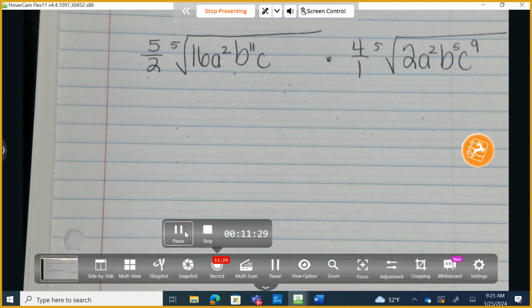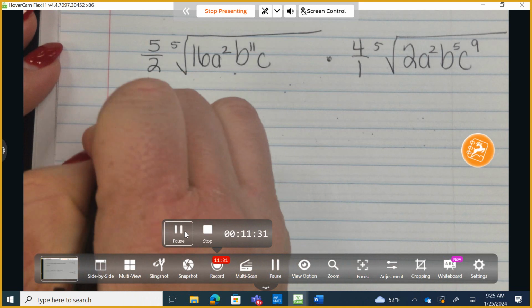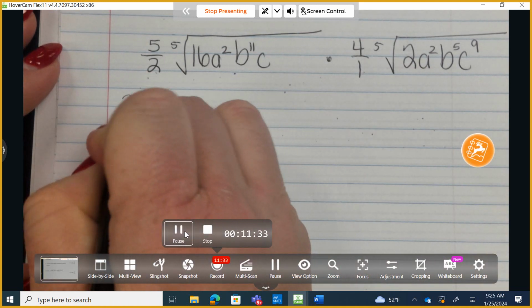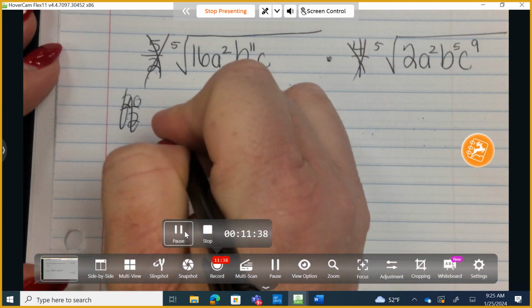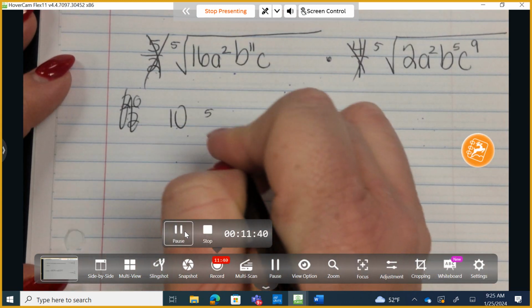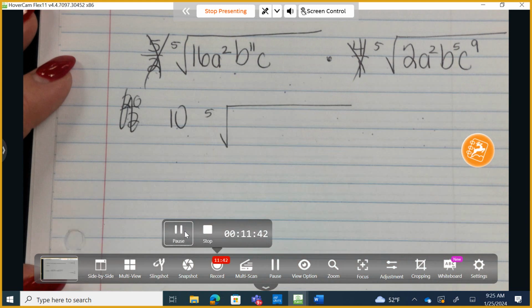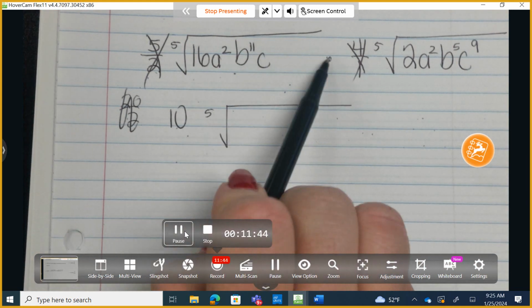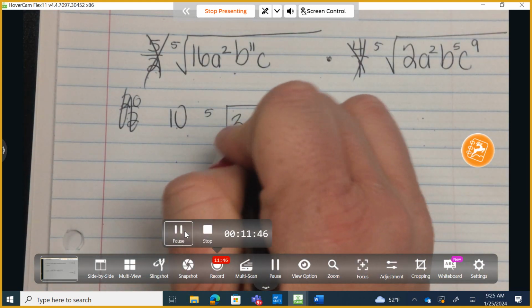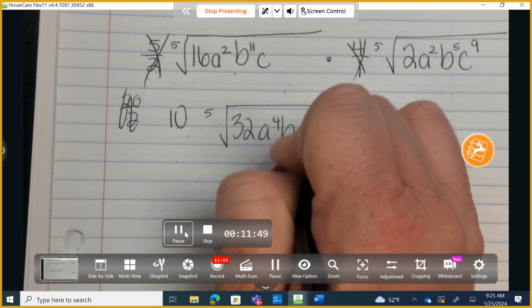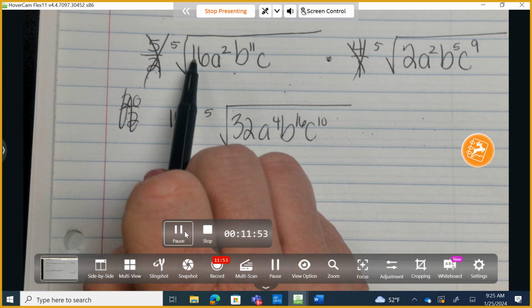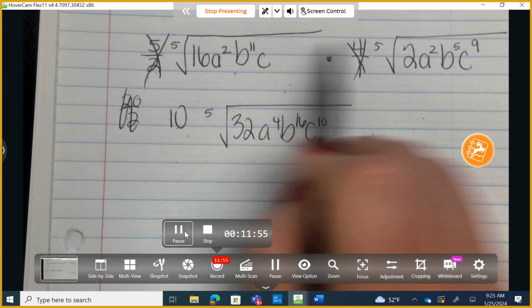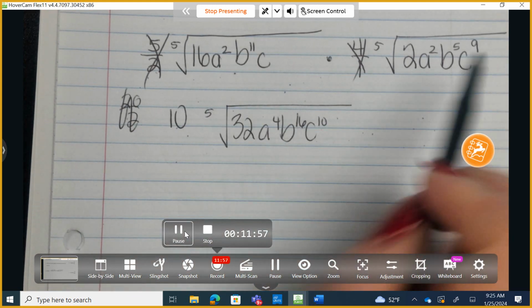All right, how do we go about doing this? Here we go. 5 times 4 is 20, and 2 times 1 is 2, so 20 over 2 is 10. So I know when I combine these, I end up with 10. Now, let's rewrite these two radicals together. When I multiply 16 times 2 is 32. I have a total of 4 A's, a total of 16 B's, and a total of 10 C's. I just want to make sure this is right. 2 plus 2, 11 plus 5, and 1 plus 9.